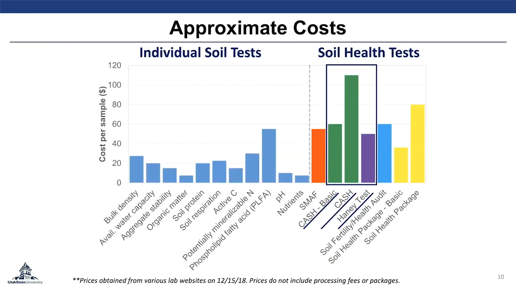So what's the cost of tracking and testing your soil health? For individual tests, you could start out with just organic matter, and that ranges anywhere from $10 to $25 depending on the lab that you're getting the test run at. All the way to this phospholipid fatty acid test. That's a soil biology test that's going to cost you a little bit more.